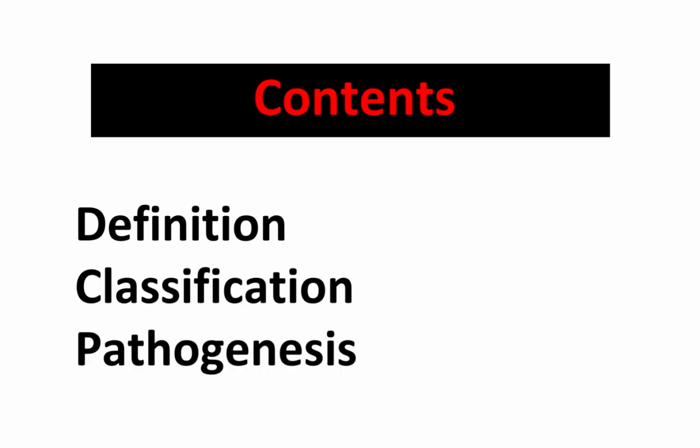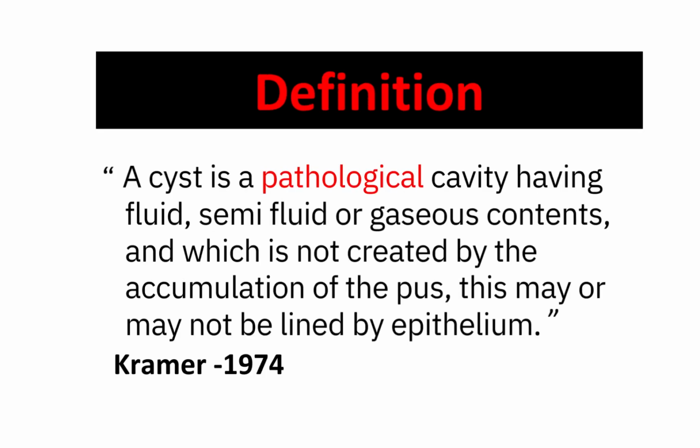The topics covered in this video are definition, classification, and pathogenesis of cyst. The definition of cyst, according to Kramer, given in 1974, is: a cyst is a pathological cavity having fluid, semi-fluid, or gaseous contents and which is not created by the accumulation of pus. This may or may not be lined by epithelium.